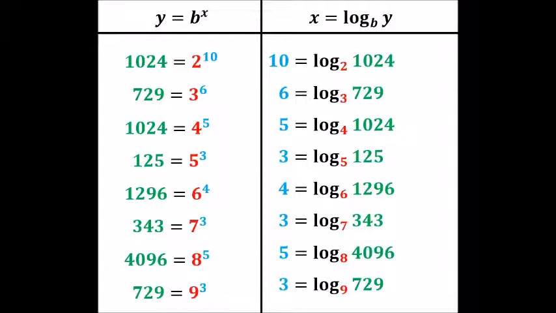Look at the first row. By repeated multiplication, we know that 2 to the 10th power equals 1024. Now the inverse in the right column. The base 2 logarithm of 1024 is equal to 10. Same idea for every other row. Pause the video to go through them one by one until you thoroughly understand the concept.